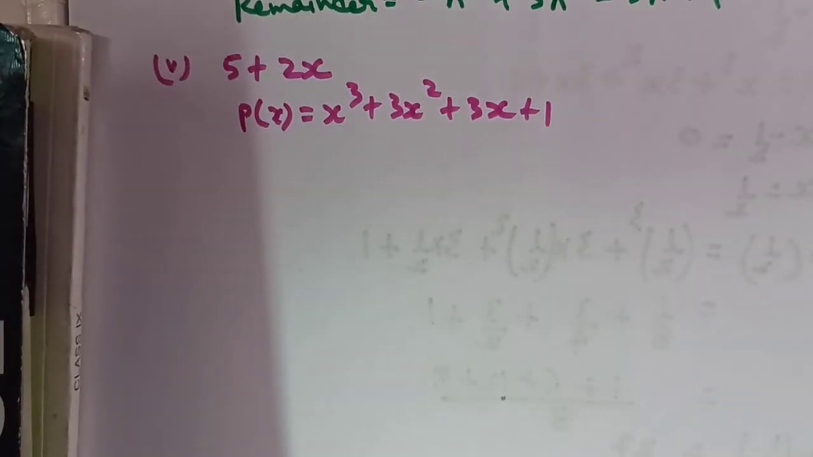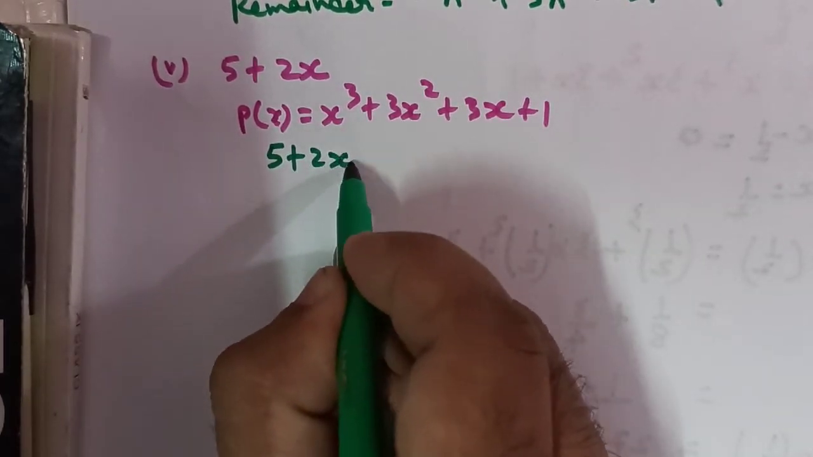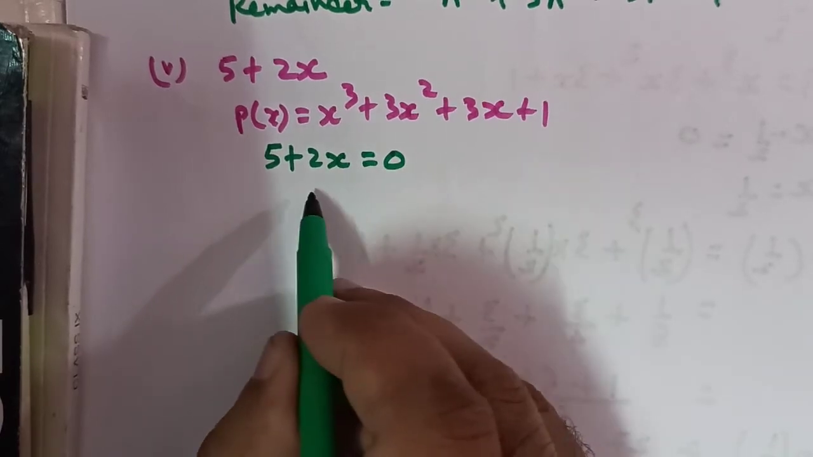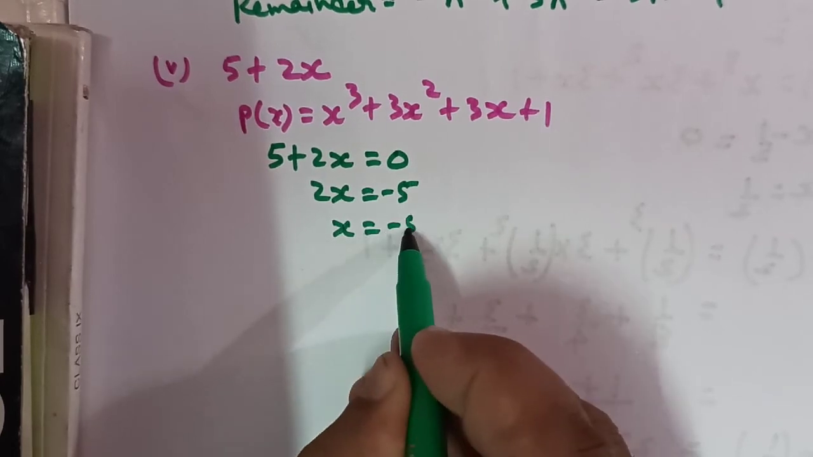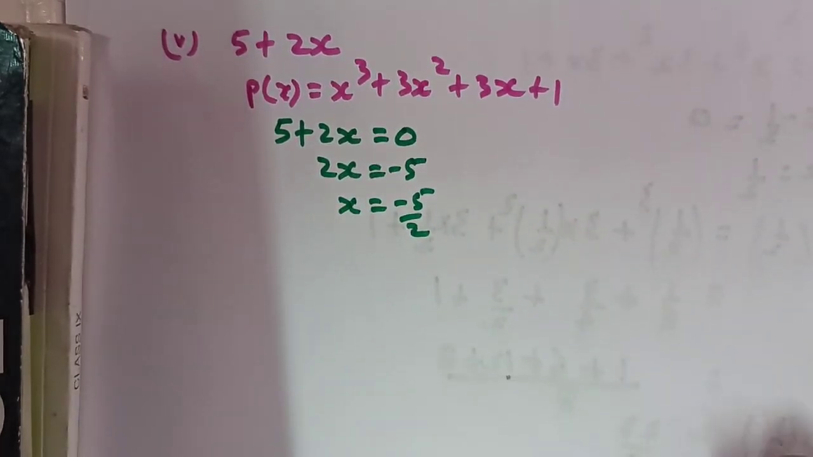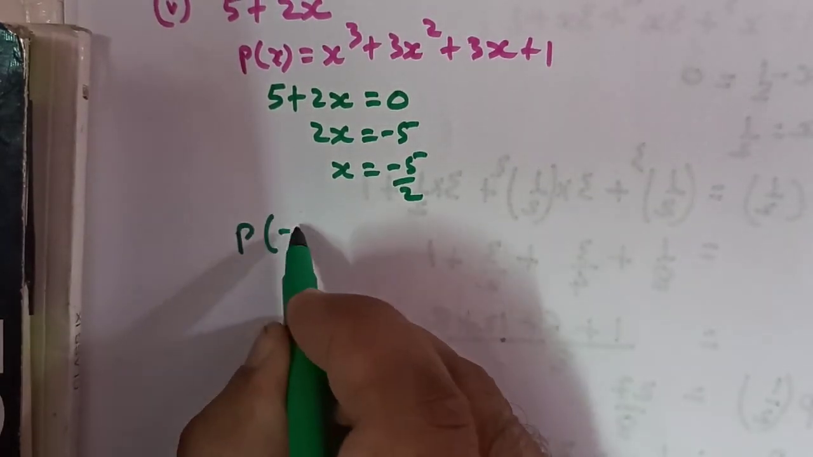Okay, so part number 5, that is 5 plus 2x. Here the polynomial p(x) is given as x cube plus 3x square plus 3x plus 1. So we have to first find out the zero of the polynomial, that is we will be equating the divisor polynomial to 0. 5 plus 2x equals 0, 2x equals minus 5, x equals minus 5 upon 2. So once we have got the value of a, the zero of the divisor polynomial, now we can calculate p(minus 5 upon 2).